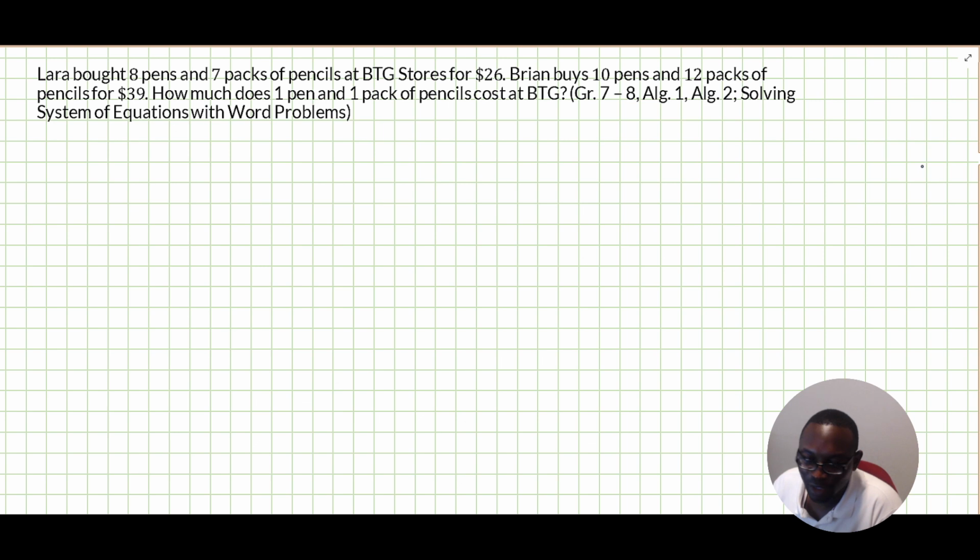Can I do multiplying fractions? Okay, let's do this first, and then we'll do multiplying fractions.